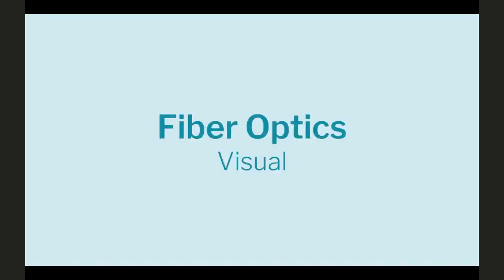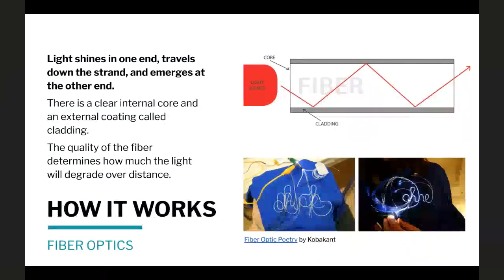Okay, next, fiber optics. Fiber optics are really great if you want to have a few LEDs and you want to have light strands of sorts. It's a very different aesthetic. If we think about how fiber optics work, basically you have a long fiber that when you shine light in one end of it, it goes down the strand and emerges at the other end. That's basically it.